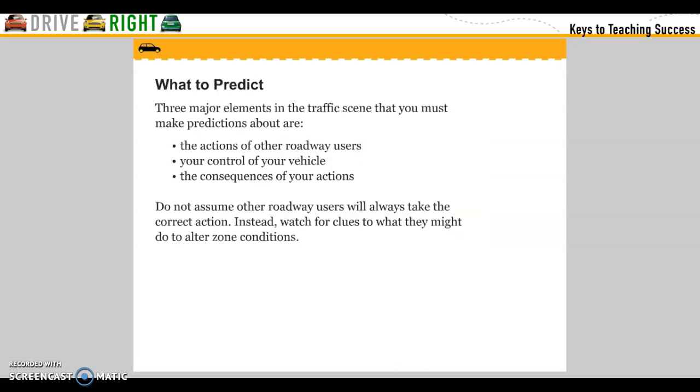What to predict? Three major elements in the traffic scene that you must make predictions about: the action of other roadway users, your control of your vehicle, the consequences for your action. Do not assume other roadway users will always take the correct action. Instead, watch for clues to what they might do to alter zone conditions.